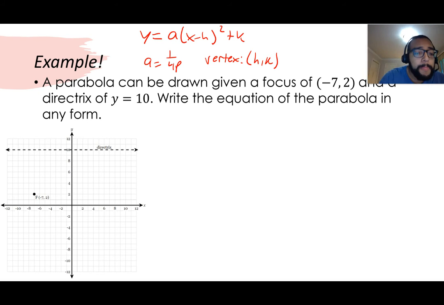So with this here, remember, the vertex is right in between the directrix and focus. So the total distance from our directrix to focus is 8 units. And if the vertex is right in between the directrix and focus, that means it needs to be 4 units away from the focus and 4 units away from the directrix. And from here, I will either count up or count down from the directrix.